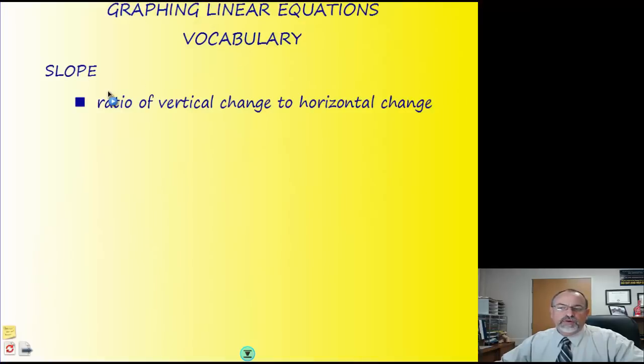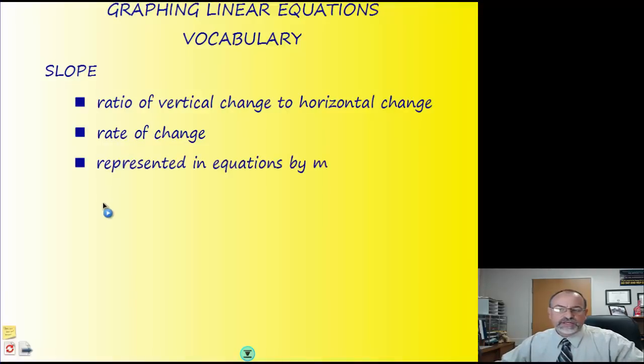Slope. You've probably heard rise over run, and that is correct. It's a ratio of the vertical change, that's the rise, to the horizontal change, that's the run. And a ratio means fraction. It gives us the rate of change. This is a very important phrase because you'll see it in word problems, and when you see it you'll go, aha, they're telling me what the slope is, because that's what rate of change means.